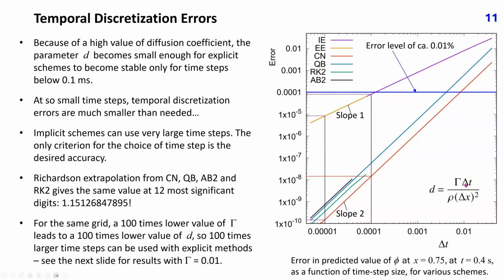For the same grid, 100 times lower gamma leads to 100 times lower value of d, so 100 times larger time steps can be used with explicit methods. This is demonstrated in the next slide, where results with gamma equals 0.01 are presented.